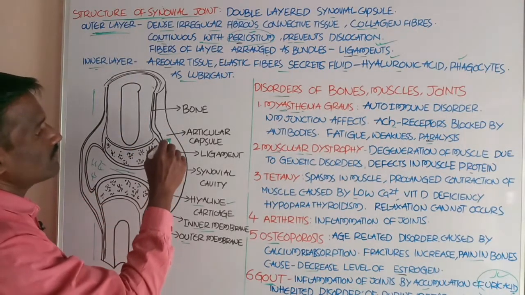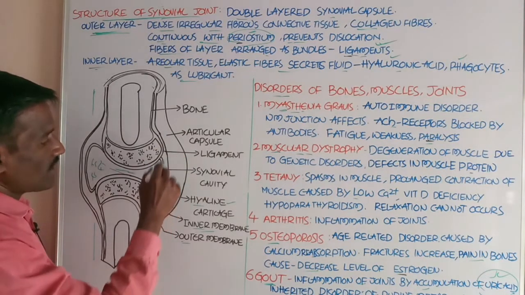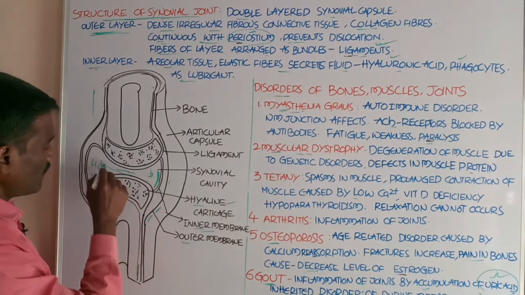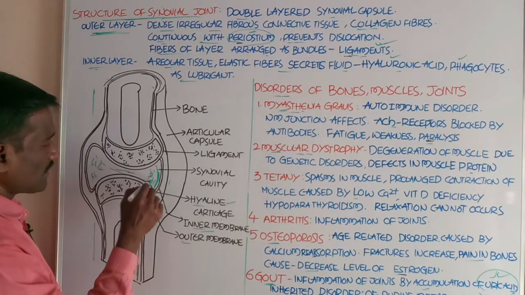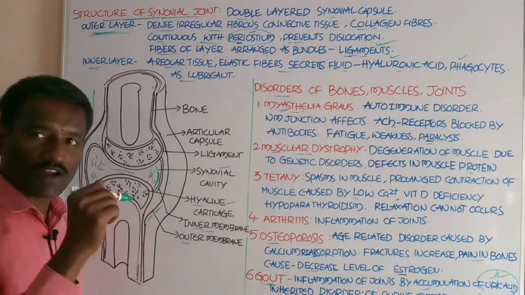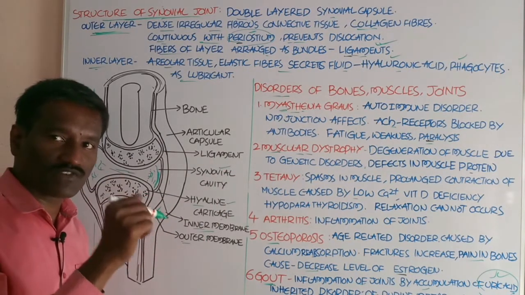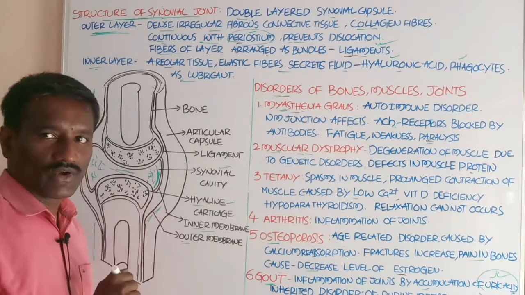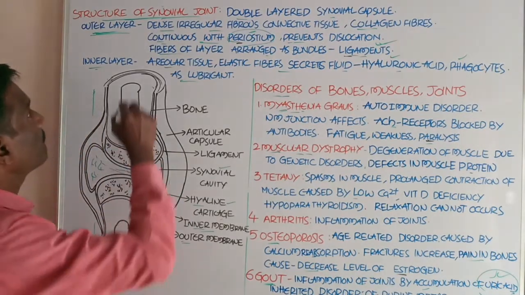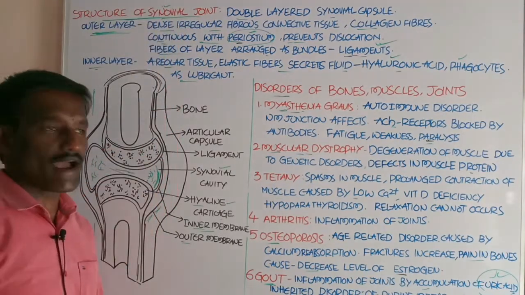Next, another one, this is the capsule-like arrangement. This is the inner cavity. This is called the synovial cavity. The synovial cavity is totally filled with synovial fluid. Okay student, this is about the diagram of the synovial joint.